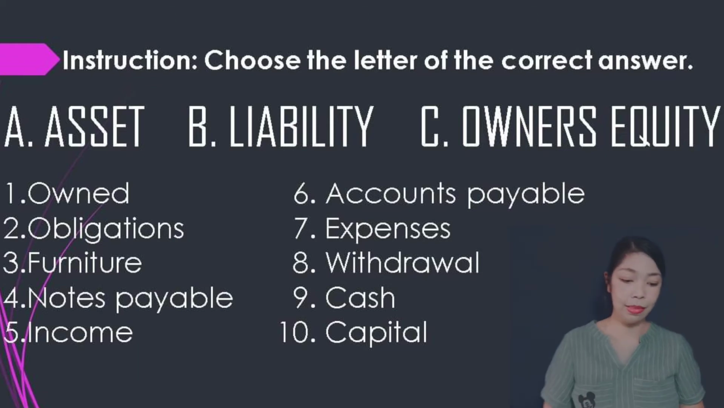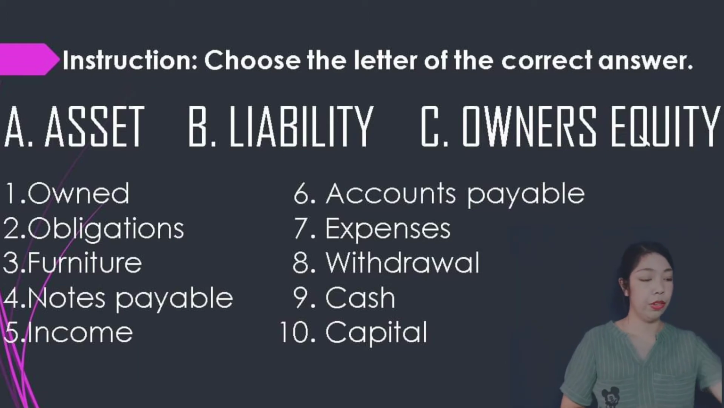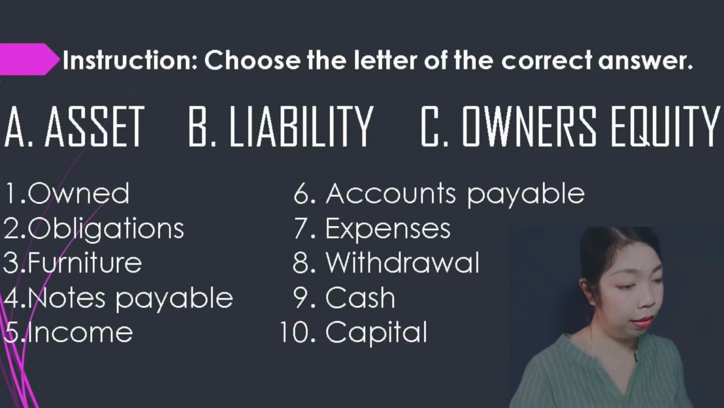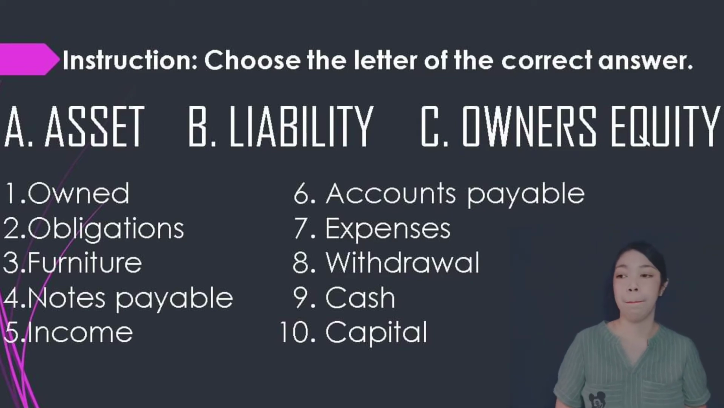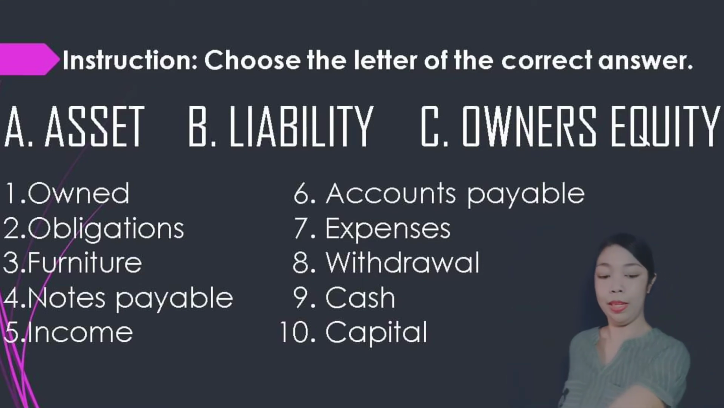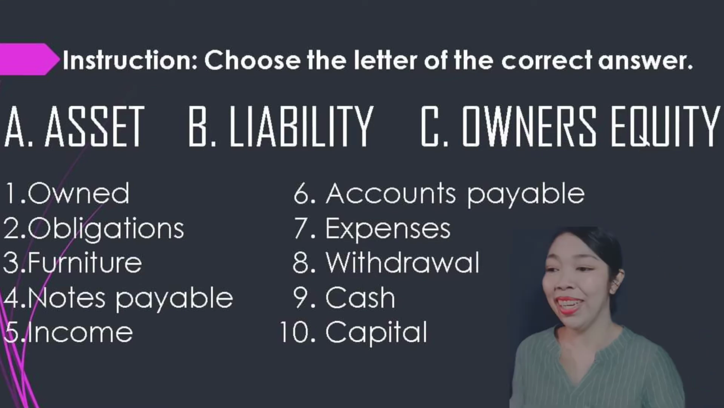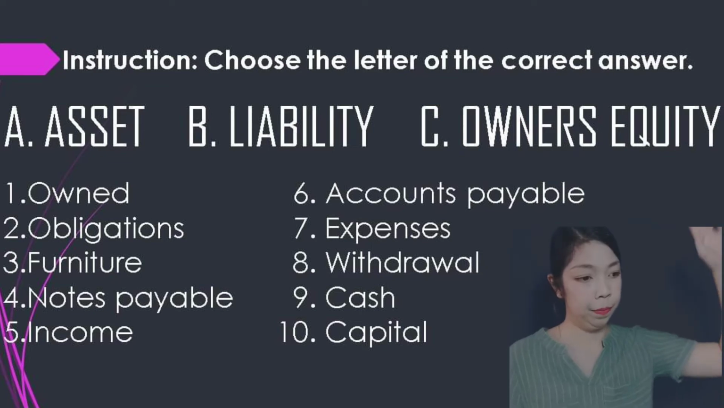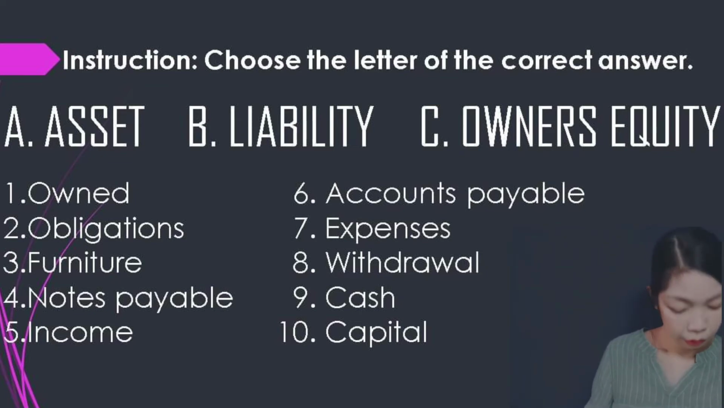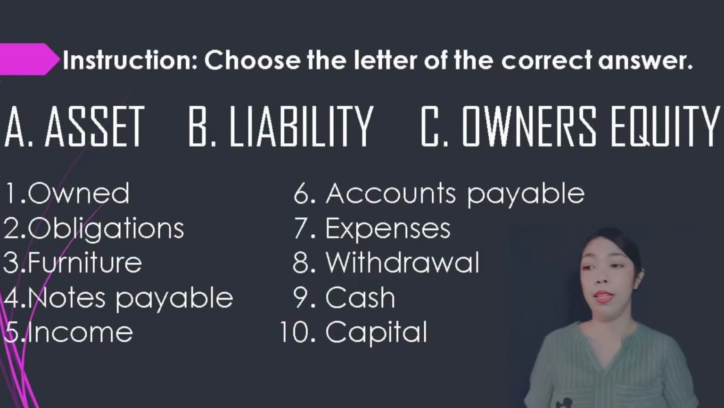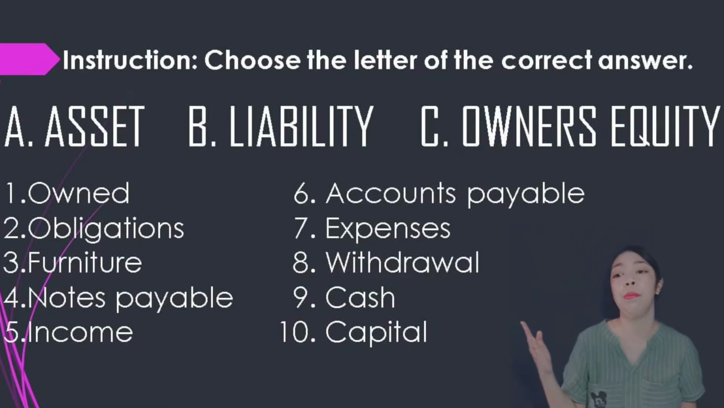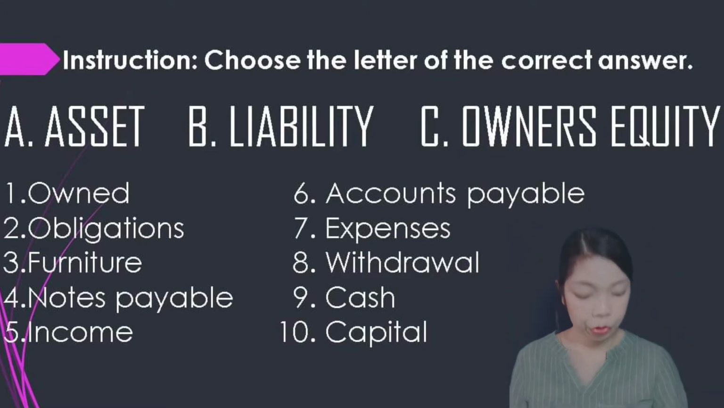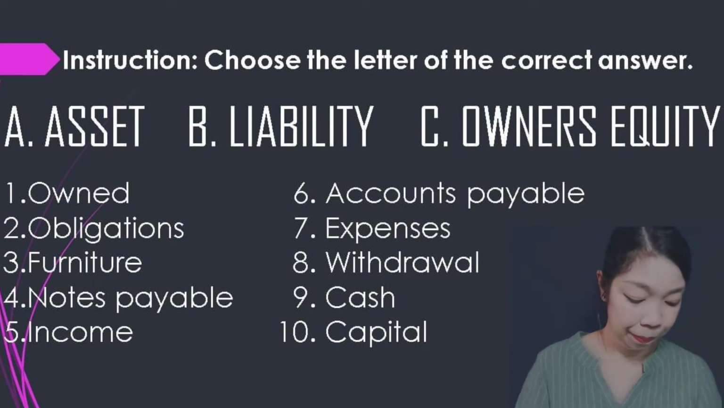7 is expenses. Raise your hand, Shine. Expenses is owner's equity, great. 8, withdrawal. Alexis, please. Liability, other answer, please. Gio, withdrawal is owner's equity, very good. Number 9 is cash. Yes, Kim, asset, great. Number 10, capital. Last number, Rosaline, owner's equity, very good.